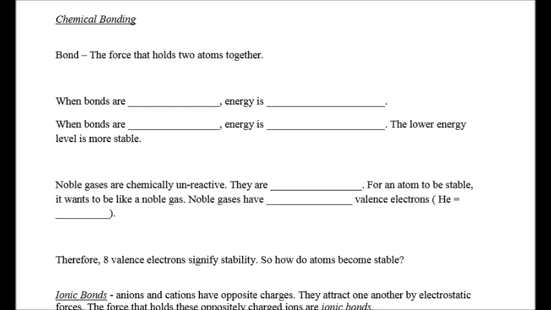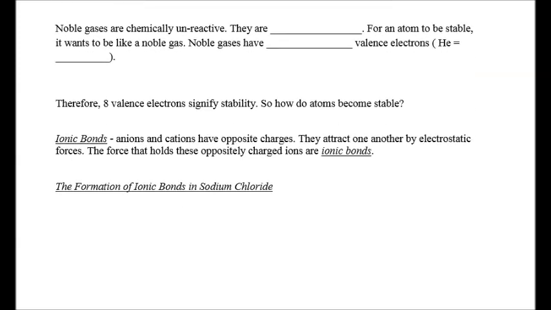In order for a metal to lose electrons and a nonmetal to gain electrons, they have to bond. A bond is a force that holds 2 atoms together. When bonds are broken, energy is absorbed in order to break the bond. If you want to break a piece of wood, you have to supply energy to it to break it. When bonds are formed, energy is released. When you release energy, you become more stable.